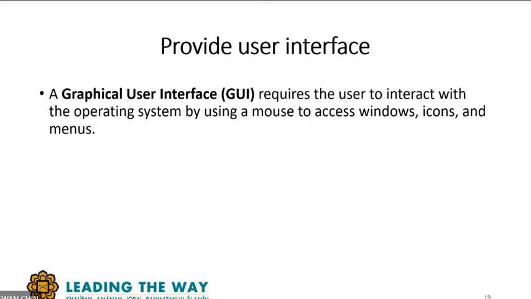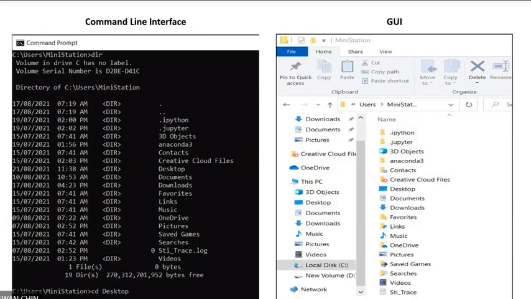The second one is to provide the user interface by using the GUI. The GUI requires the user to interact with the operating system by using the mouse to access windows, icons and menus. It means you can just click using the mouse, because we interact with graphics, for example pictures, the image of a folder, and we just click the folder. With the GUI you can see the folder, but with the command line you won't see the folder, only the folder name. So this is the comparison between the command line interface and the GUI.